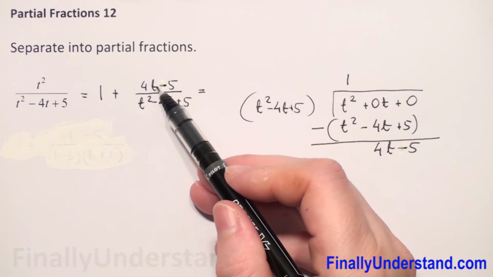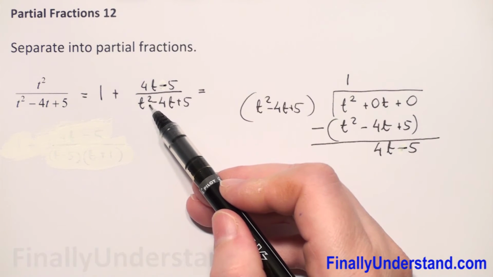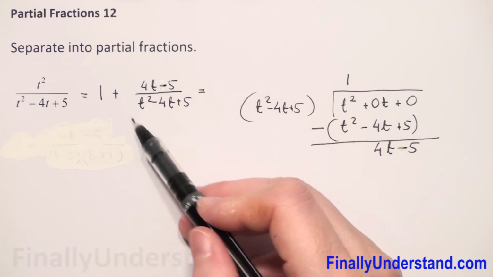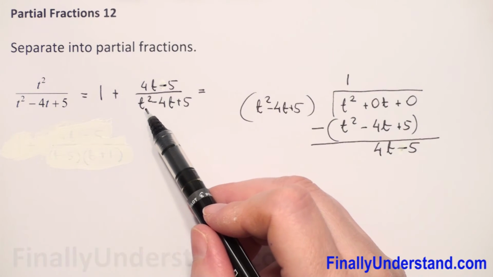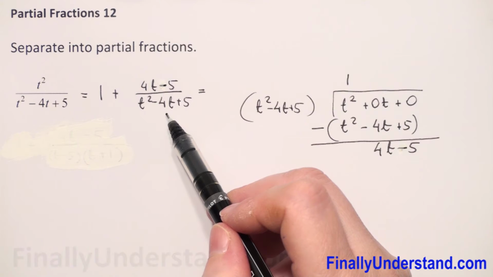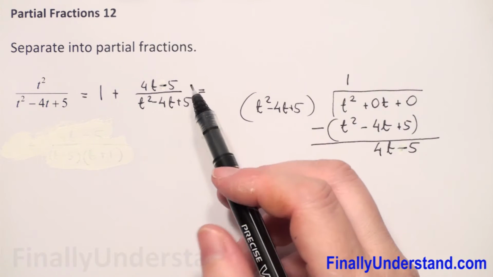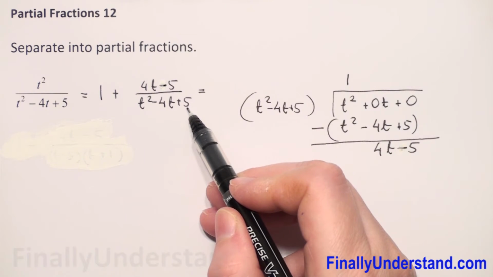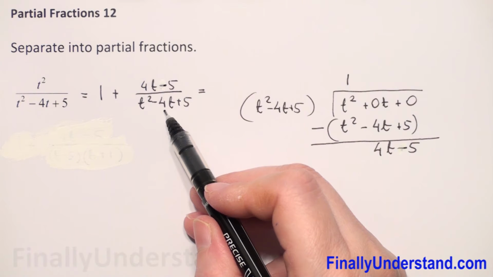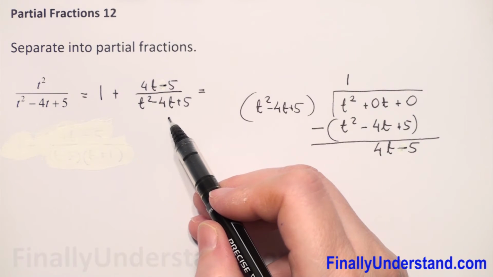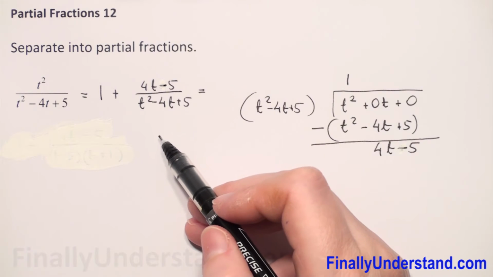So now the power of the numerator is less than the power of the denominator. So next step, we have to try to factorize our denominator. We have a quadratic function in general form. How to do this? We can try to find two numbers which multiply to give 5, and when I add these two numbers I get negative 4. But I cannot find these two numbers, so let's check the discriminant.